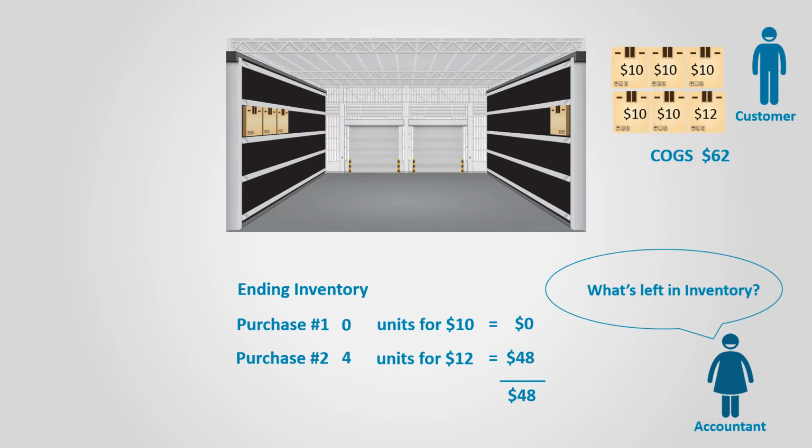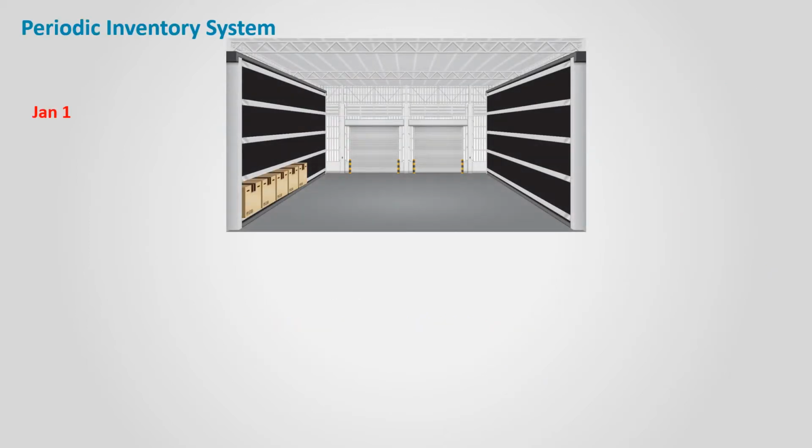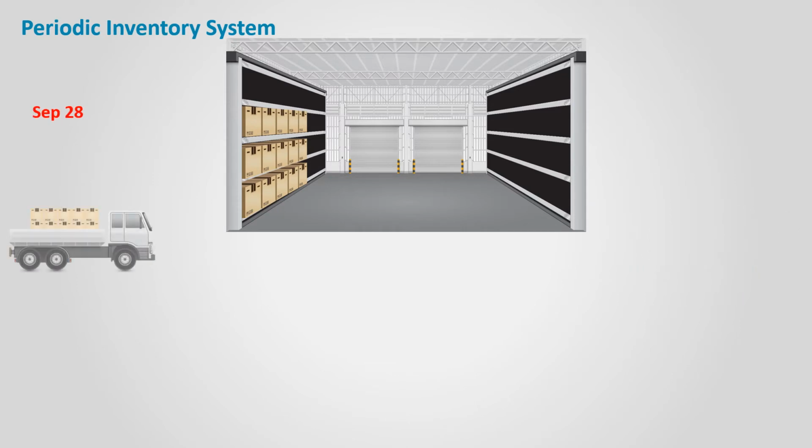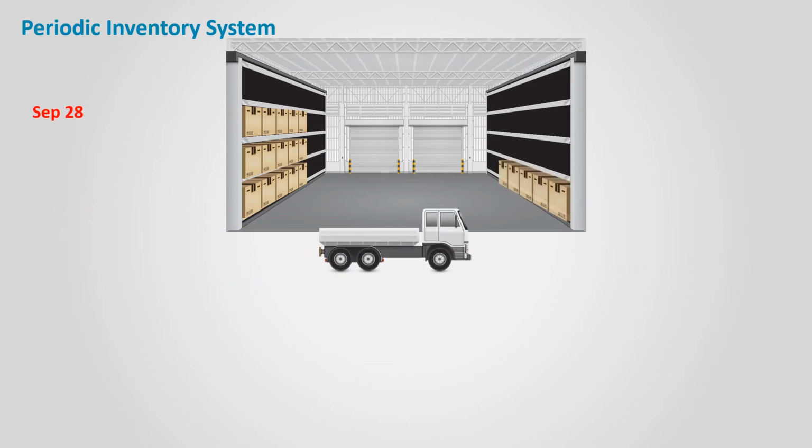Let's now take an example to apply this costing method on both the periodic and perpetual inventory systems. Let's say a business has a beginning balance of 5 units for $10 each. Accordingly, the period started with 5 units. In the periodic system, we just record the units at the beginning of the period and the units purchased. We don't keep track of the units that are sold. On May 10, it purchased 10 units for $15 each. On September 28th, it purchased another 10 units for $20 each.